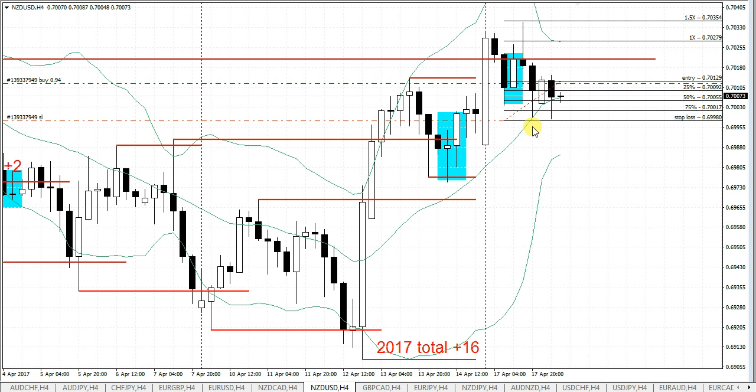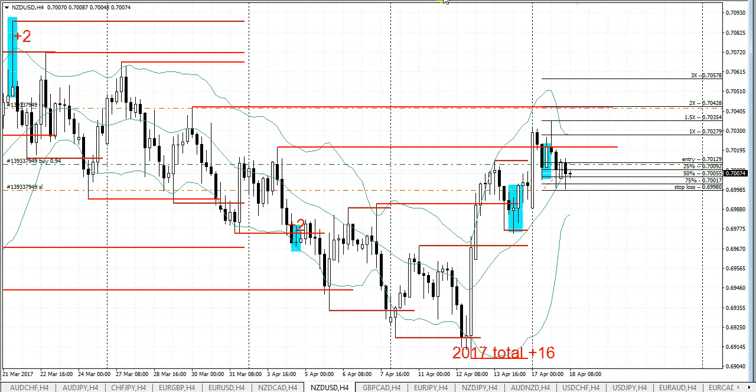Today is Monday, April 17th, 2017, and we're looking at the New Zealand US dollar on the 4-hour time frame. I opened a buy order on this pair following the break check pattern that formed right here. So let me talk about this by zooming out first and showing you this level.